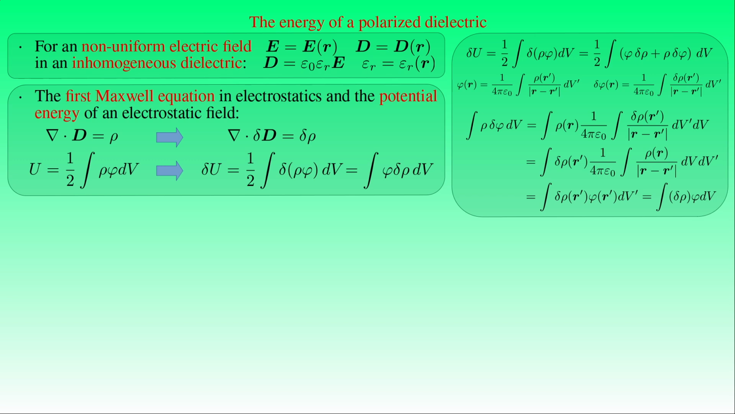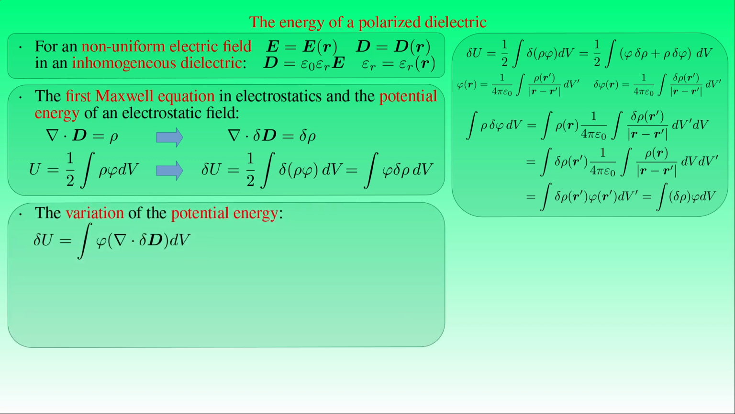Now we apply the variation of the Maxwell equation in the volume integral describing the variation of the potential energy U, and replace the variation of the charge density ρ by the divergence of the variation of the displacement field δD. By using the product rule for the nabla operator, the product in the integrand can be written as the divergence of the product of φ and δD, minus the dot product of the gradient of φ and the vector δD. Here we split the integral of the difference into two integrals and apply the divergence theorem for the first term, converting it into a surface integral of φ times δD over an arbitrary boundary surface enclosing the domain where the potential and the displacement field do not vanish.